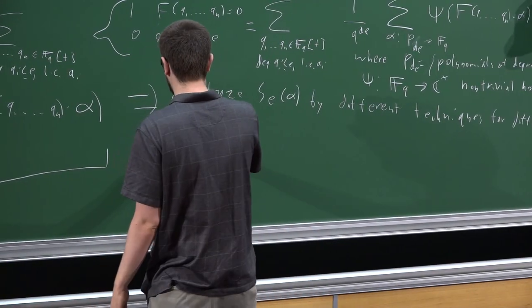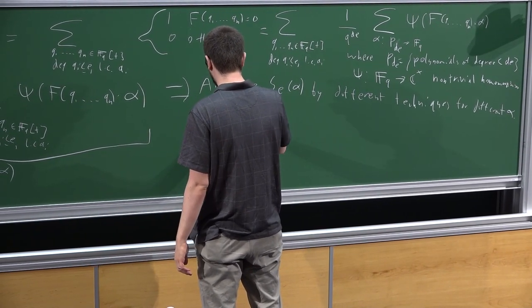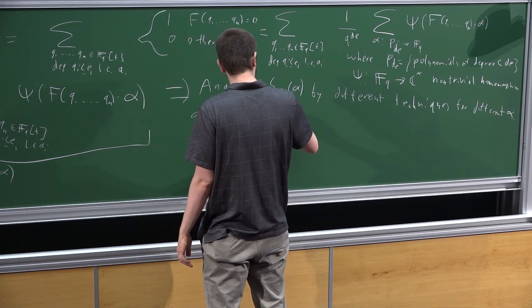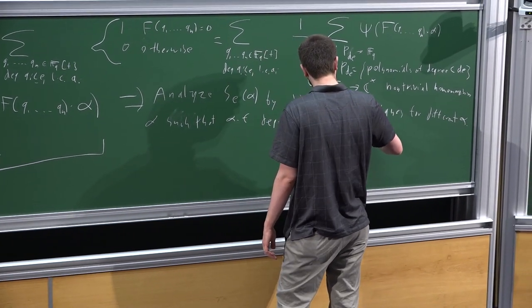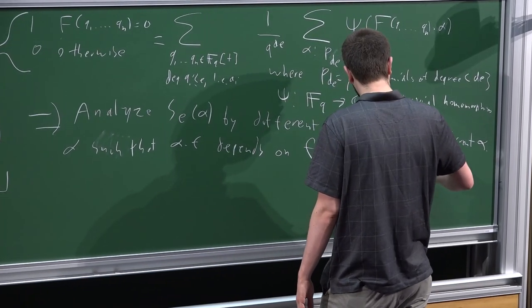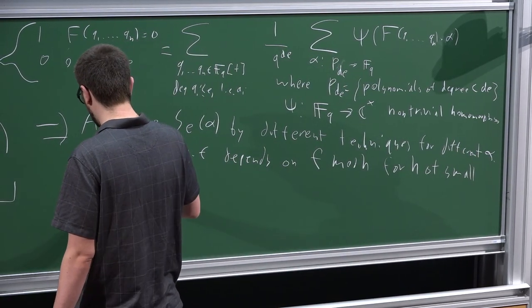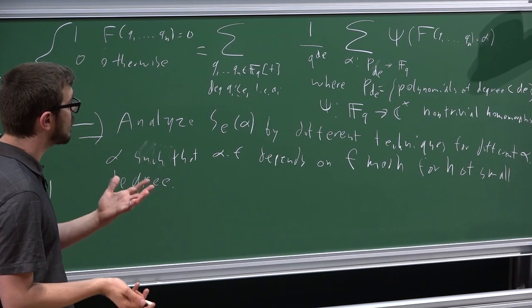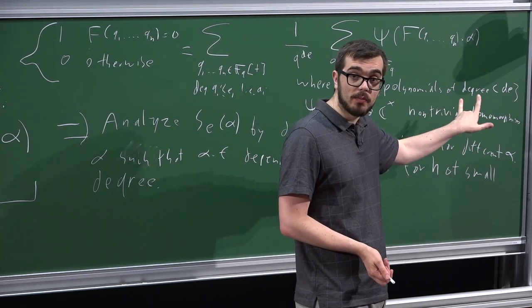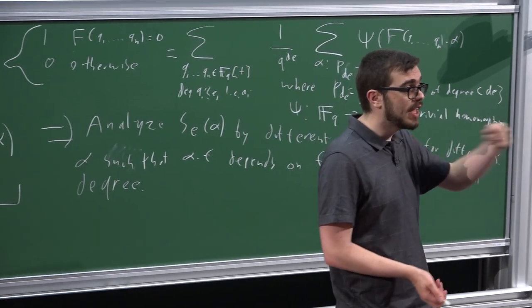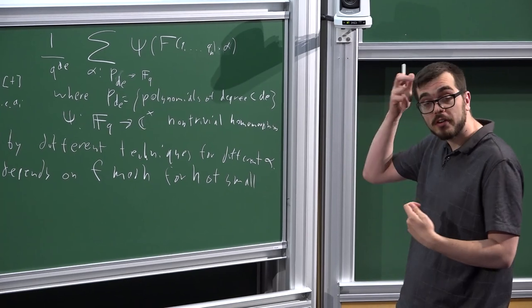And in general, consider alpha such that alpha dot f depends only on f mod h, for h of small degree. So what's one way of constructing linear forms on a space of polynomials? You just take some fixed polynomial h, you mod out your polynomial by h, and you get an element of the quotient space. You just take any linear form on the quotient space. So that's a way of constructing very special linear forms that are different from a general linear form.